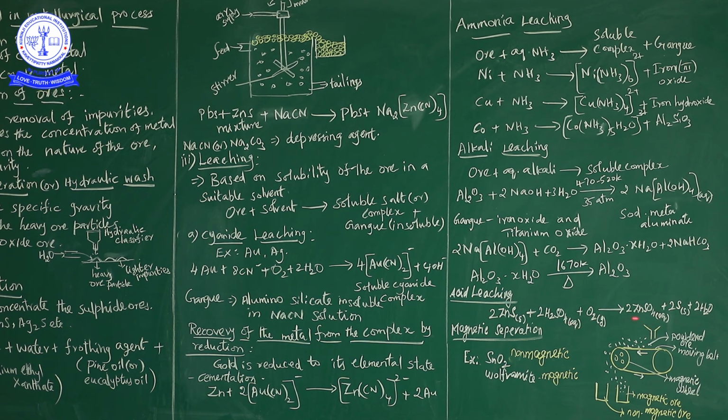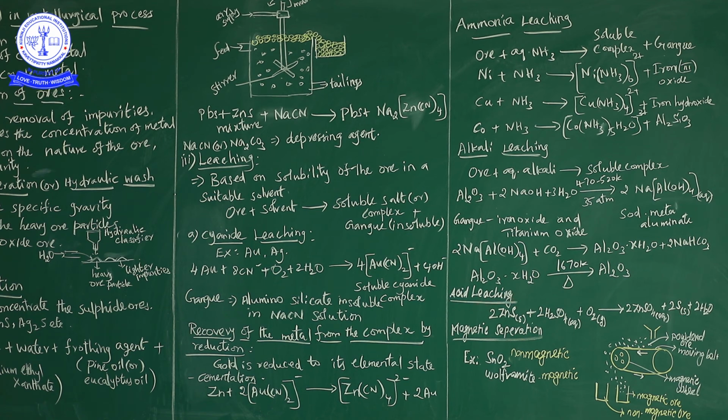We get the soluble zinc sulfate. So, zinc sulfide is insoluble in water, but zinc sulfate is soluble in water. It is converted to the soluble sulfate and sulfur in its elemental state. So, elemental sulfur and soluble sulfate are obtained by the acid leaching.